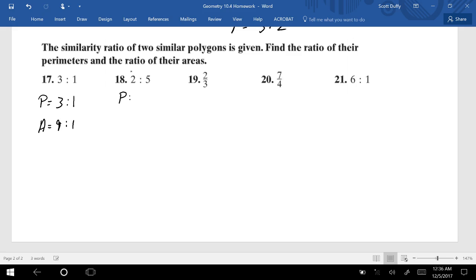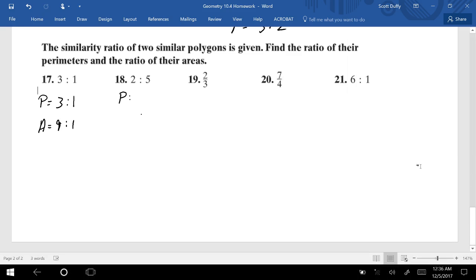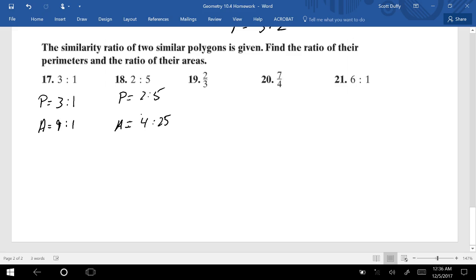For 18, perimeter ratio is the same as the similarity ratio. So 2 to 5. Area is 2 squared, 4 to 25. Square both of those. Two to 3, so that's going to be the same as the perimeter. Okay, and I'll write that as 2/3 also. And then with the area, I'll do the same thing, write as a fraction. 2 squared is 4, 3 squared is 9.